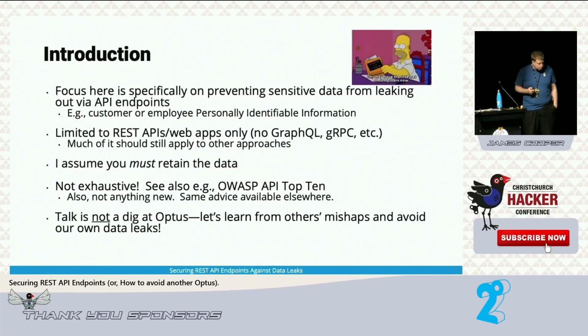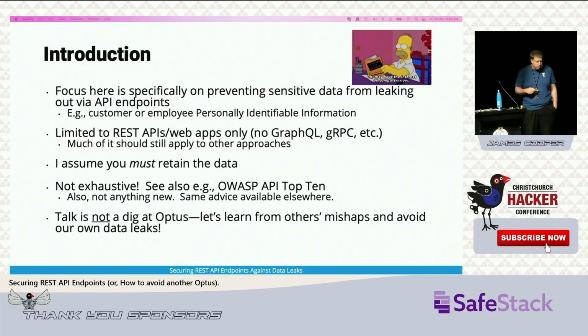Right, okay, so just a few things I'll go over first. The focus here is specifically on preventing sensitive data leaking out via API endpoints. So, customer, employee, personally identifiable information, which sadly keeps leaking all the time. I'm only going to be talking about REST and REST APIs / web apps.